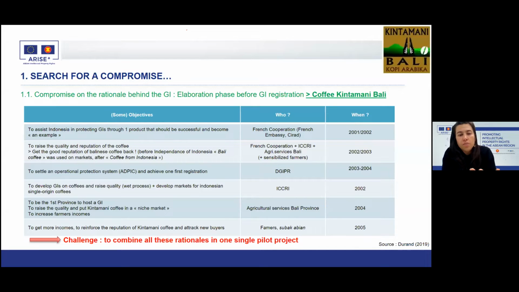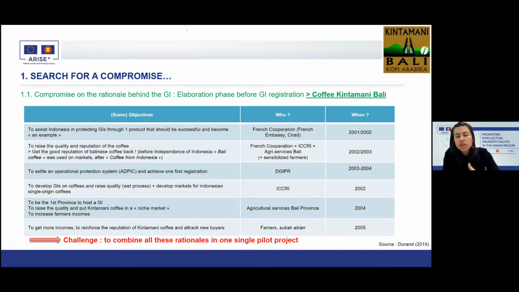And so it was important to achieve one first registration. It was very long to implement the regulation and especially the implementation circulars that was expected after the national regulation.